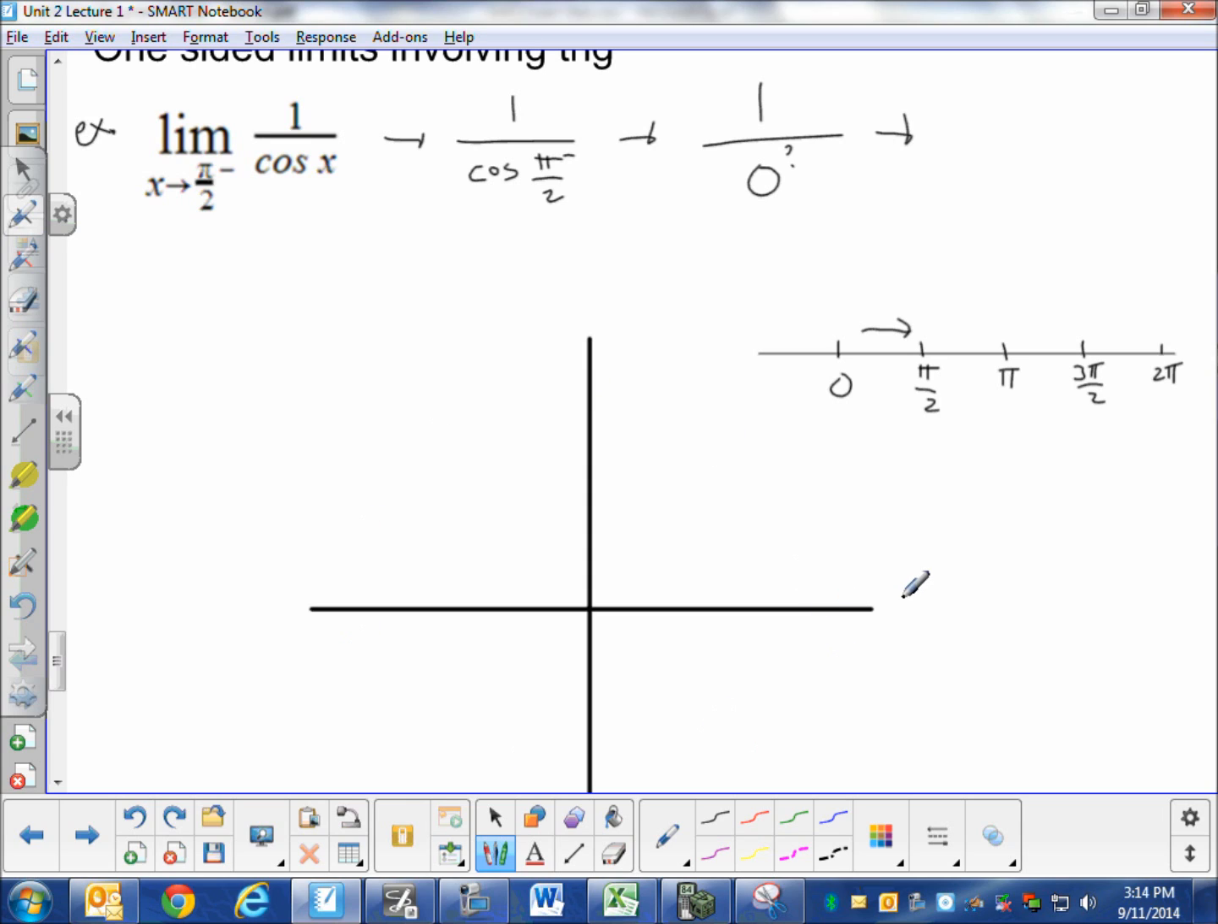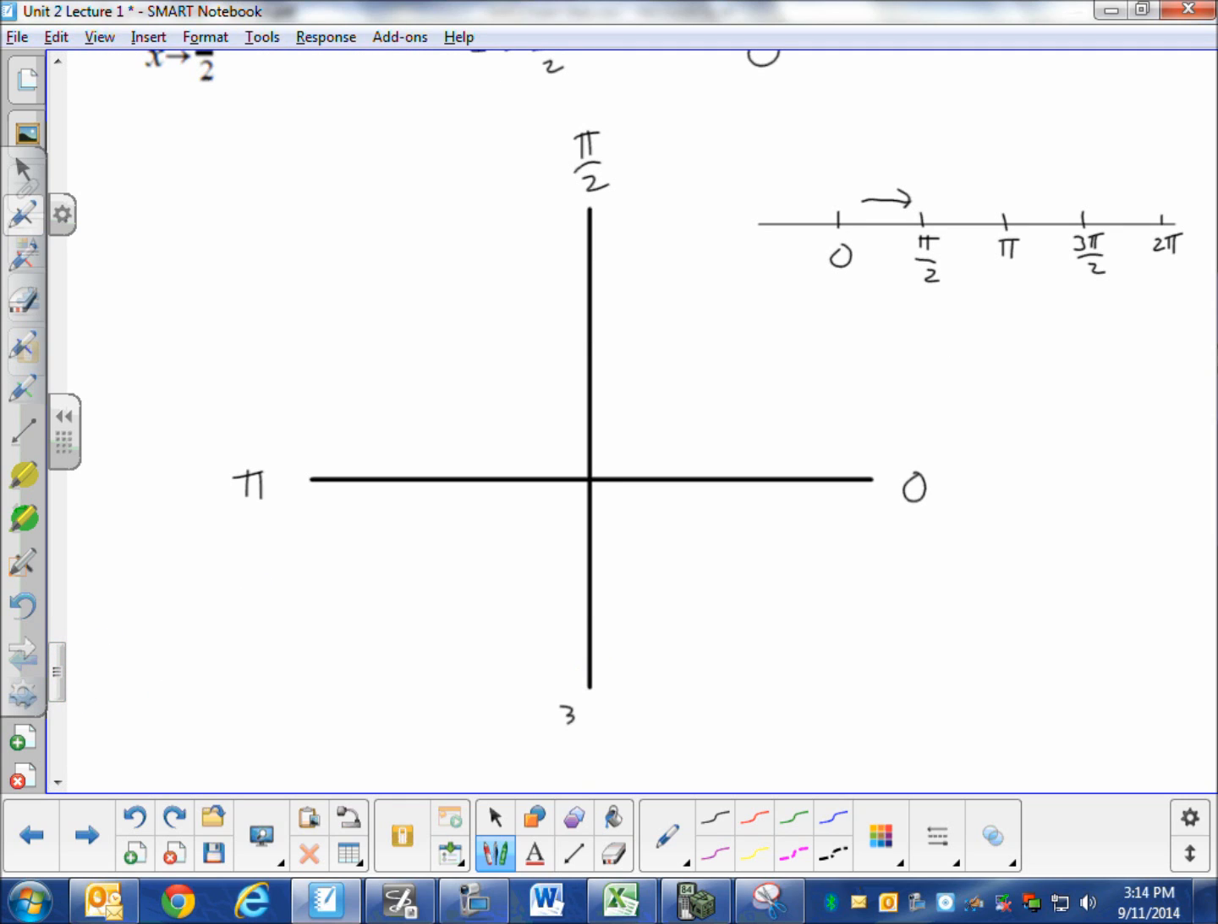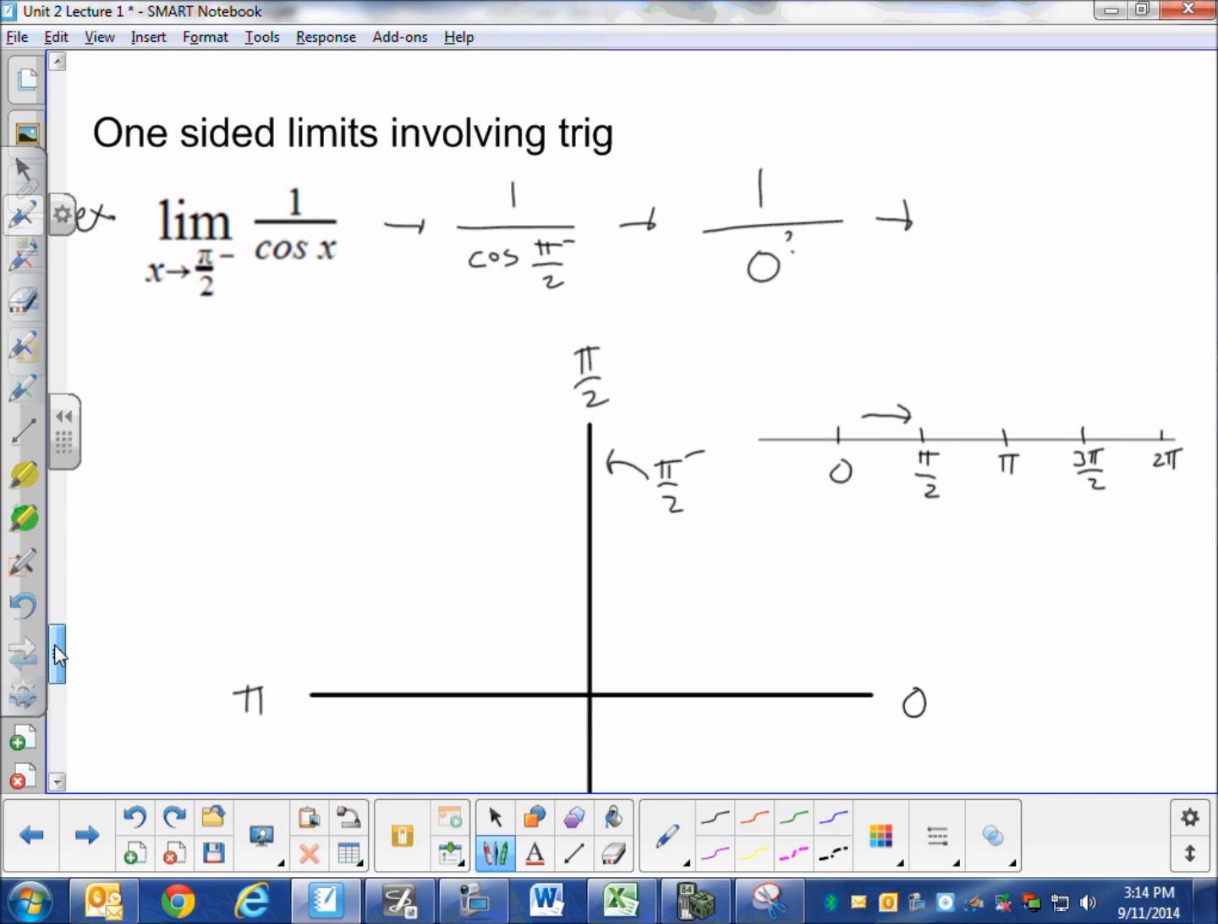In my unit circle, if this is 0 and this is pi over 2, pi, 3 pi over 2 on the bottom, where would pi over 2 from the left be? Would it be over here in the first quadrant or over here in the second quadrant? First quadrant. We're traveling from 0 to pi over 2. These are radian values less than pi over 2. This is pi over 2 from the left. So that's the first step. We're going to fill in the rest of that unit circle in a second.